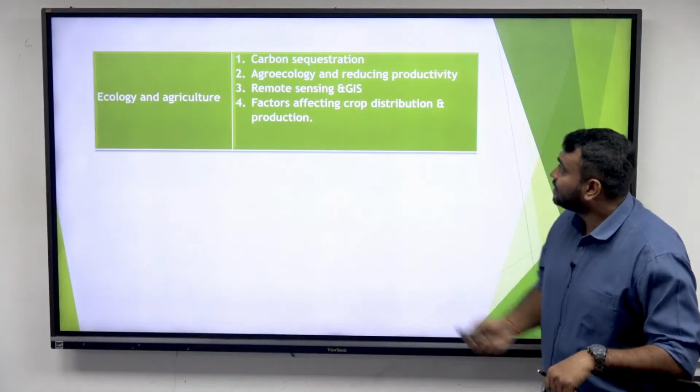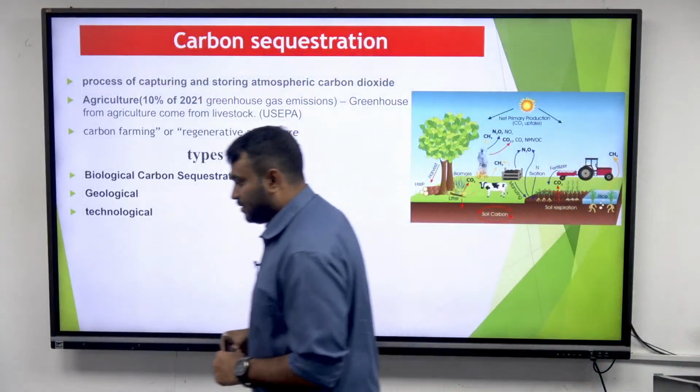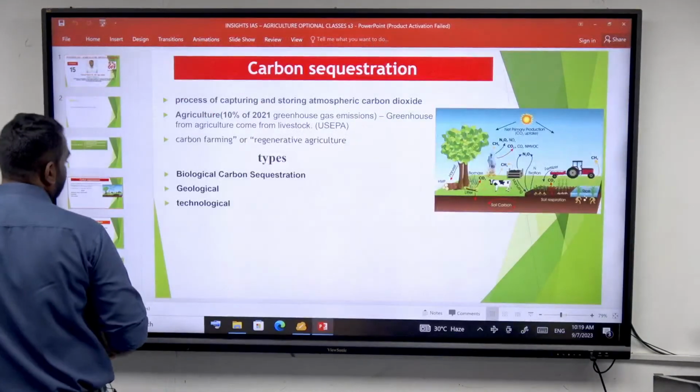So first we will take this carbon sequestration. Right. So what is the meaning of this carbon sequestration? See, from the examination point of view, first I will let you know what the important topics under this carbon sequestration are.